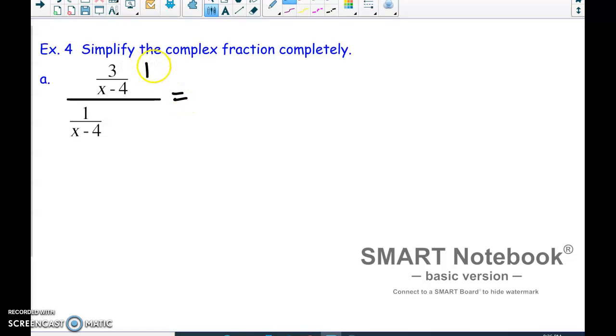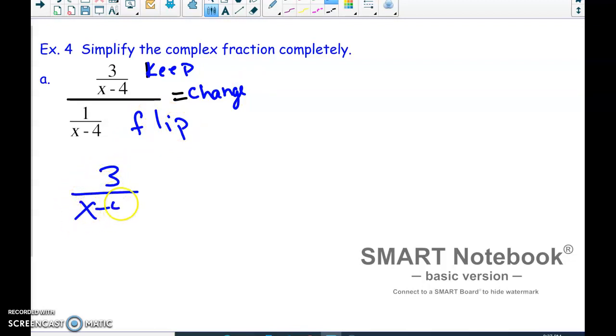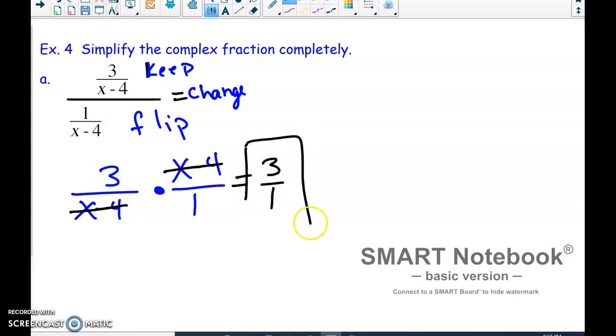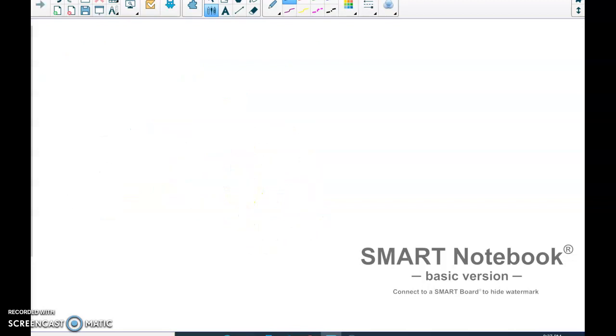So we're going to go back to keep it, change it, and flip it. So keep it would be 3 over x minus 4, change division to multiplication, and then flip that second fraction, x minus 4 over 1. Cancel what they have in common. I see an x minus 4 in the numerator and an x minus 4 in the denominator, and so all I'm left with is 3 over 1. And that should be it, guys.